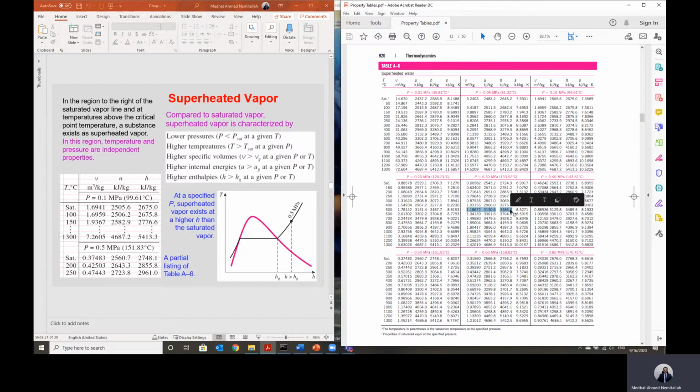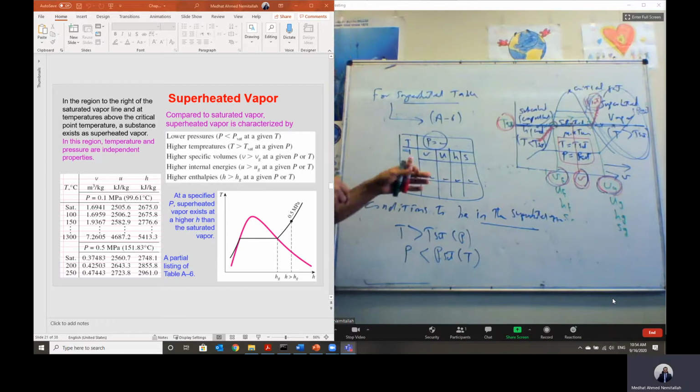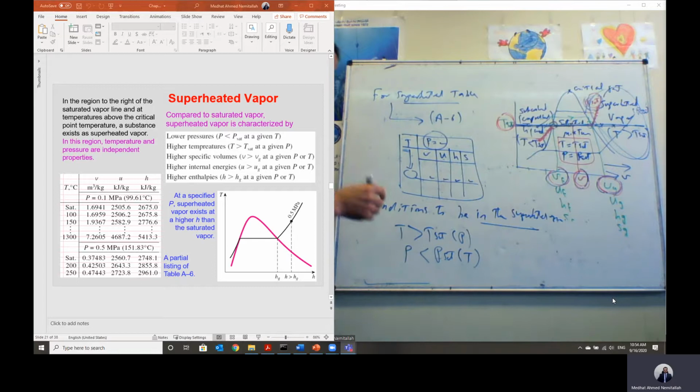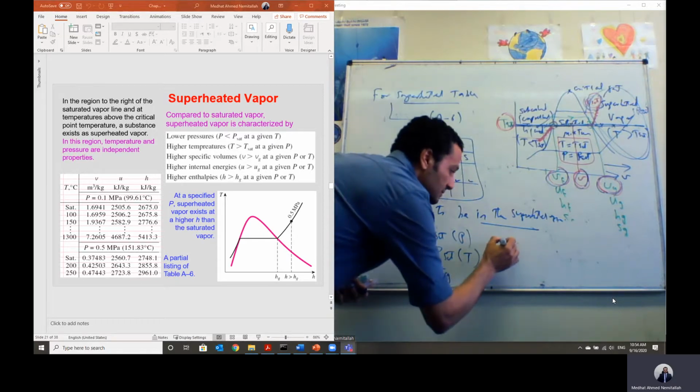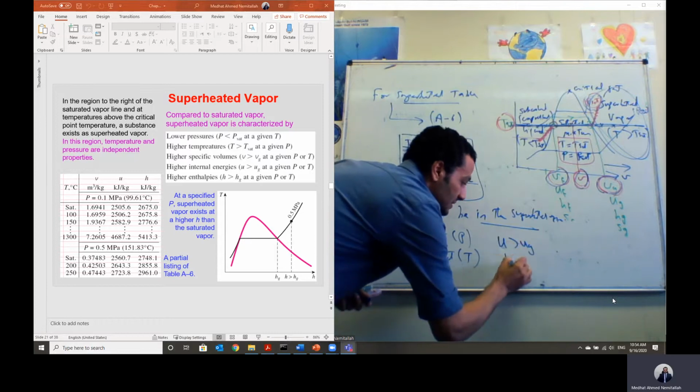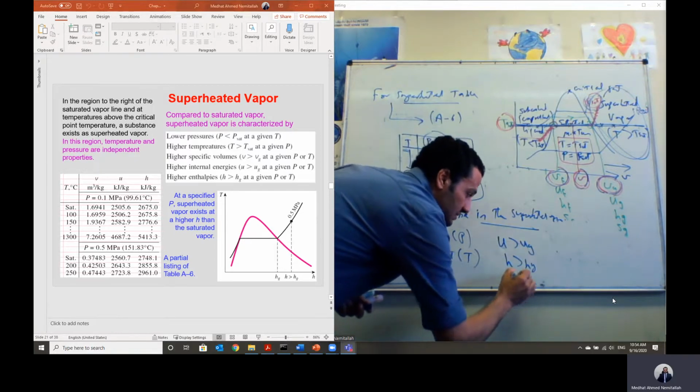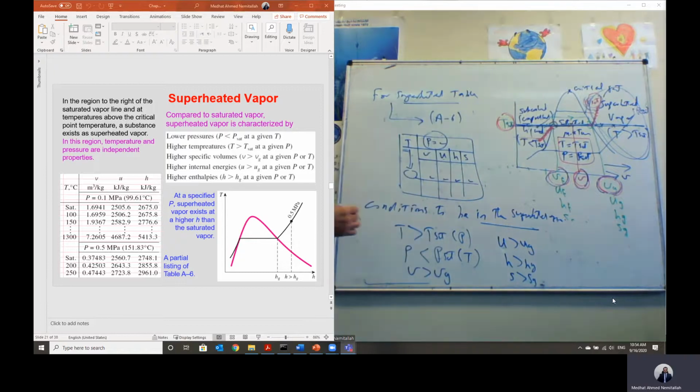And as we said, if the volume is greater than V fluid and less than V gas, the state is saturated. But if the volume is greater than V gas, that means the state is what? The state is superheated in this case. So if the specific volume is greater than V gas, the state is superheated steam. So V is greater than V gas, or likewise the internal energy U is greater than U gas, the enthalpy is greater than H gas, and the entropy is greater than S gas in this case. Those are the conditions to be in the superheated zone.